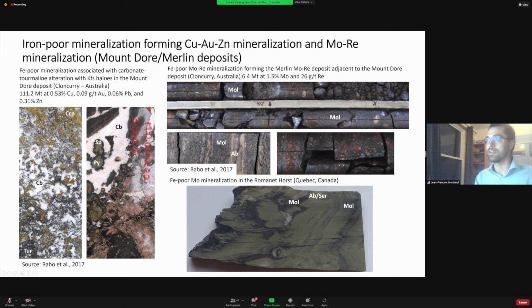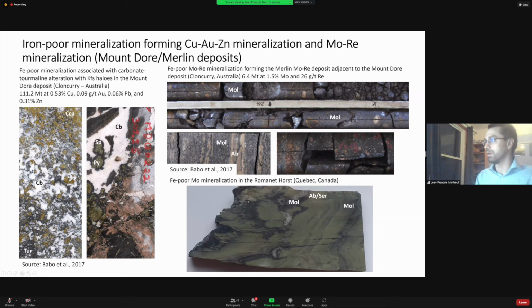And then the Merlin deposit is a significant molybdenum deposit. It's one of the highest grade molybdenum deposits. It's the highest grade molybdenum deposit in the world. And this is the massive precipitation of molybdenite in breccia, but also replacing the sedimentary rocks, especially adjacent to the Mount Dore deposit.